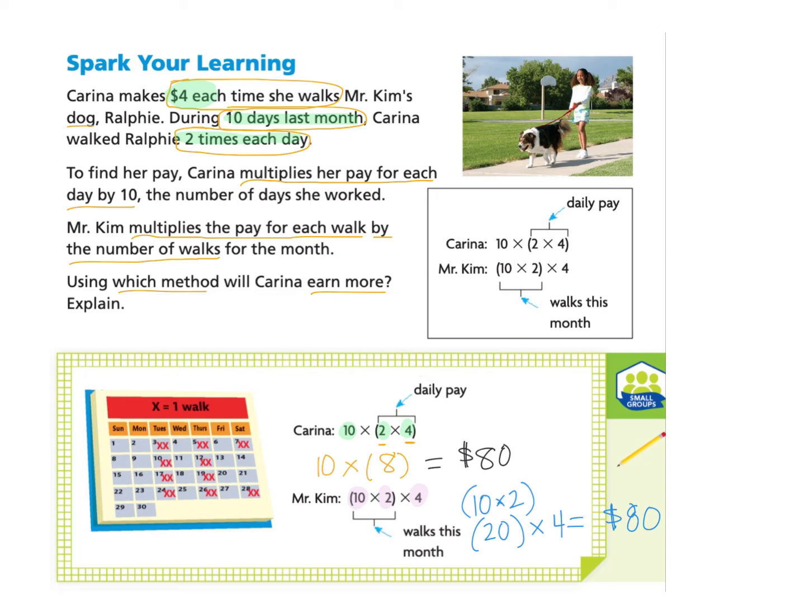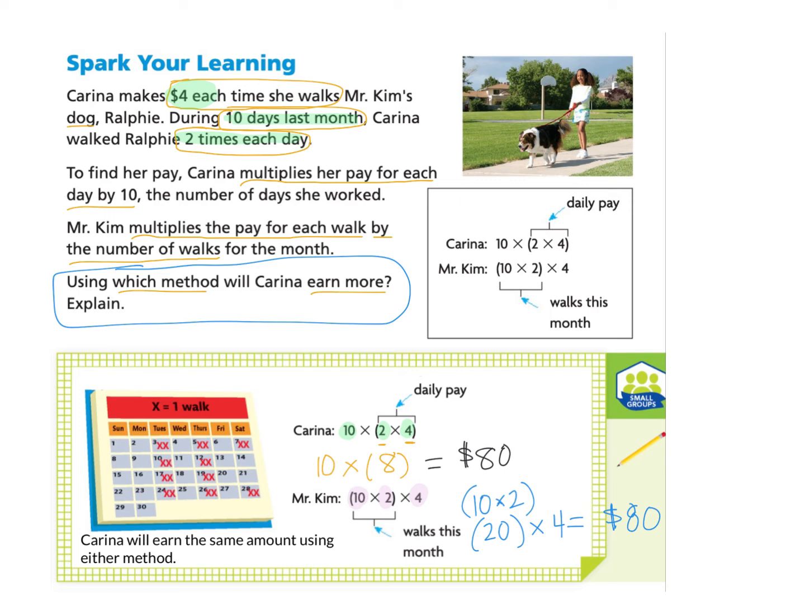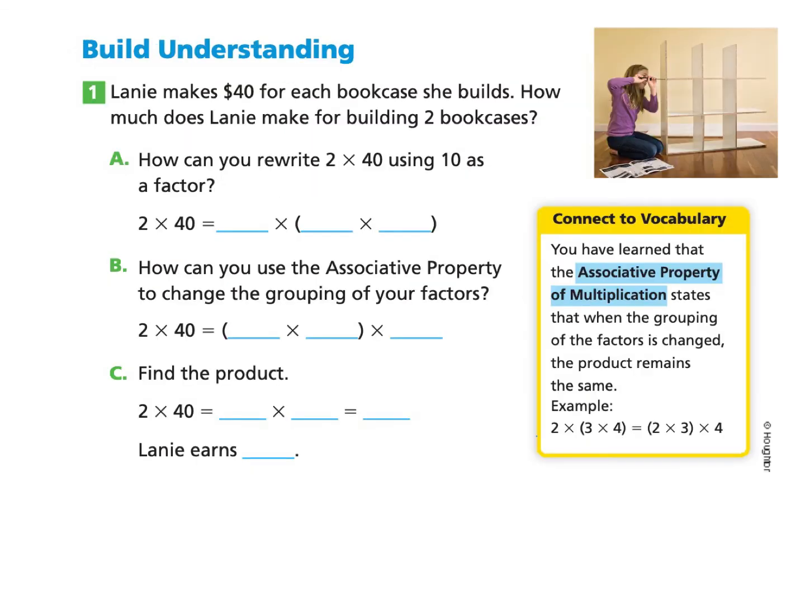So when we are asked to compare which method will Karina earn more, we can explain that Karina will earn the same amount using either method. Both equaled $80. Let's take a look at the next page, page 124.